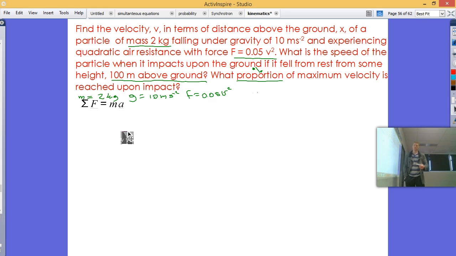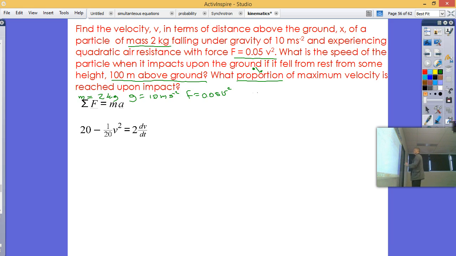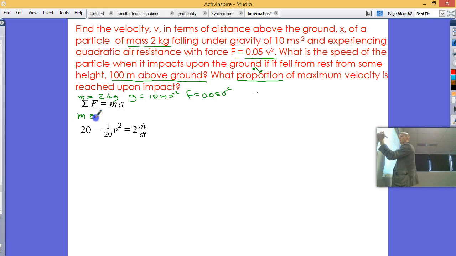So start with Newton's second law. All the forces are going to sum together to give you mass times acceleration. And the forces involved are, we've got mass times gravity, that's your weight force, force pulling it down, minus k times v squared is equal to mass times acceleration. Okay, weight force pulling down, quadratic air resistance pushing back up, and gives you your resultant force.